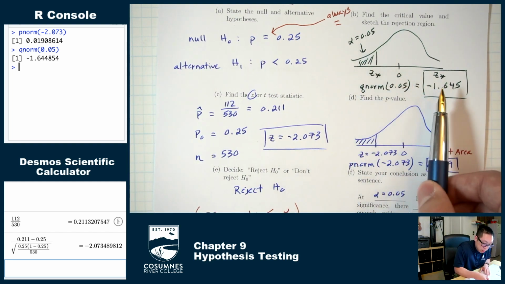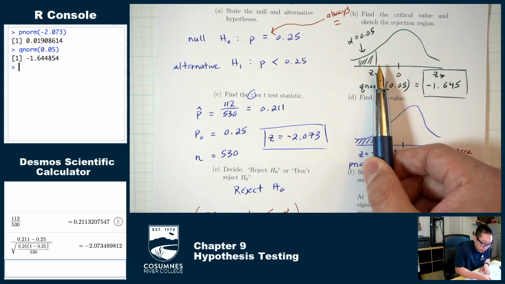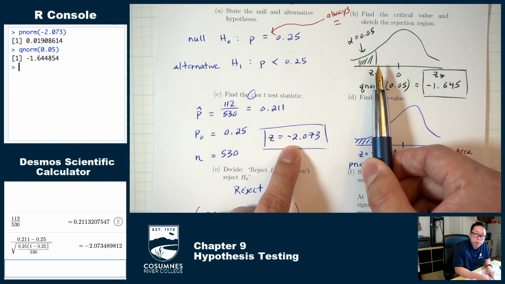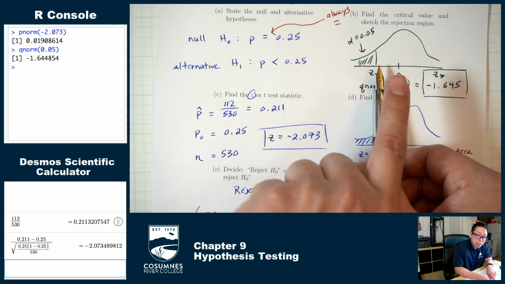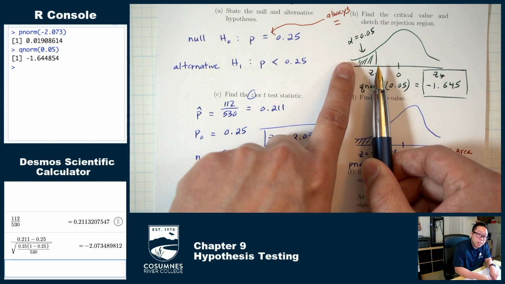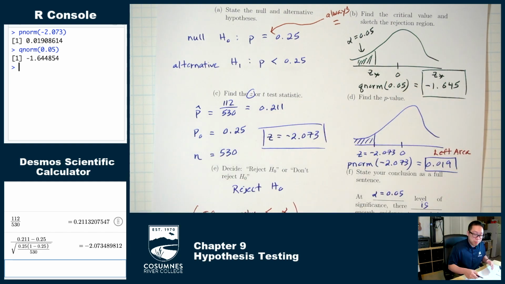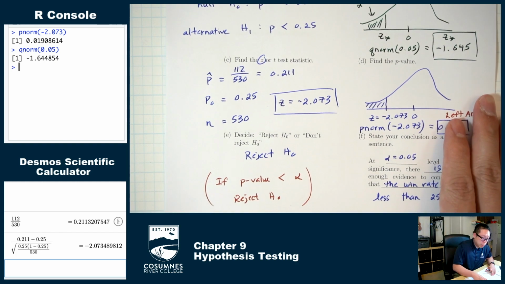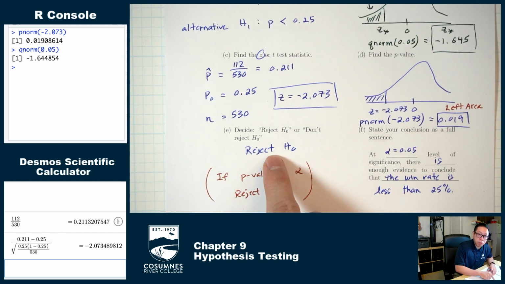This boundary is negative 1.645. Where is negative 2.073? It'll be to the left of that, right? If it's to the left of that, that will put it exactly in the shaded region, in the rejection region, which means you reject. Okay, so that's another way that you can decide whether to reject or don't reject.